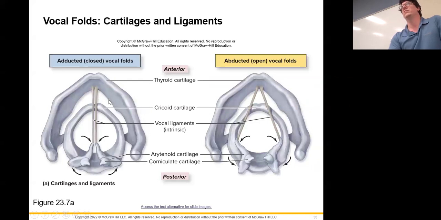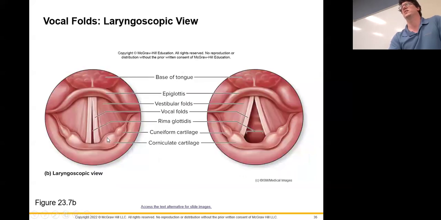So here we have our vocal ligaments. Here we can see our arytenoid and corniculate cartilages that are going to change how open and closed those are. Now, if you were to actually put in all of the epithelial tissues and stuff like that over these, this is actually what you would see, where if you had a laryngoscope and you're about to, say, intubate a patient, this is what you'd see. If you were intubating a patient, you would want to see this.